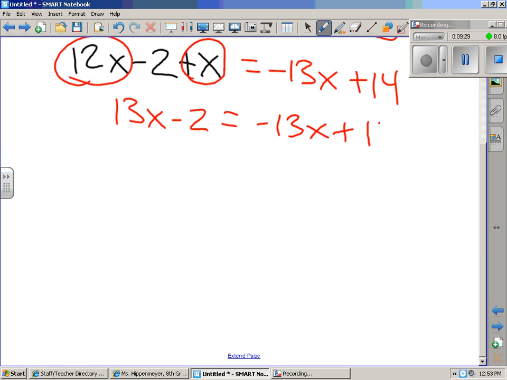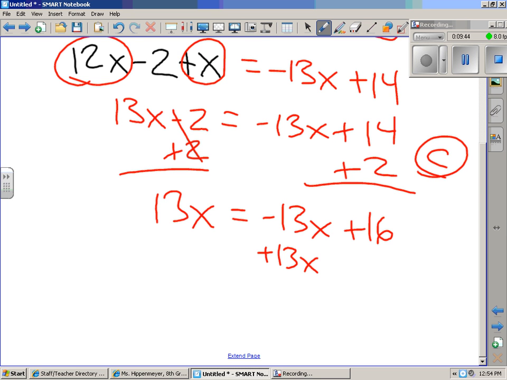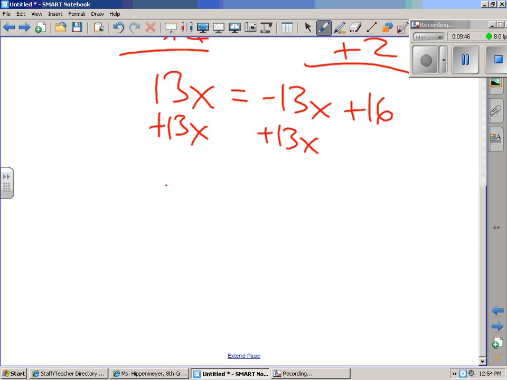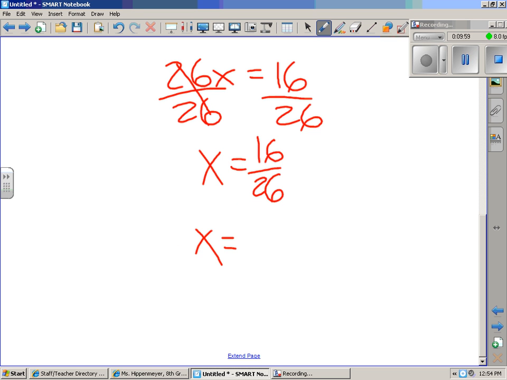Now we can move all the variables to one side and all the constants to the other. So I'm going to add 2 to both sides to move the constants to this side. And I get 13x on the left, and on the right I get negative 13x plus 16. Then I add 13x to both sides, and I get 26x equals 16. Then I divide each side by 26 to finish out the problem, and I get x equals 16 over 26. And let's just split these each in half. 16 divided by 2 is 8, 26 divided by 2 is 13, and your result is 8/13.